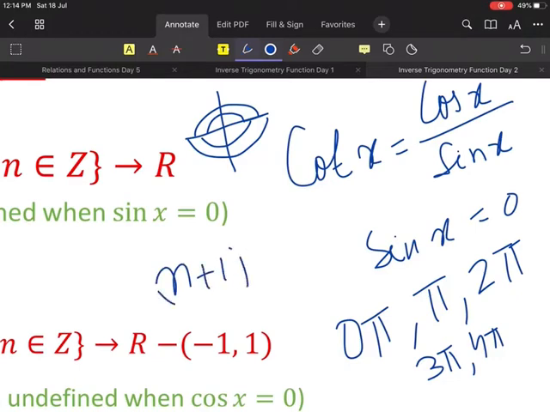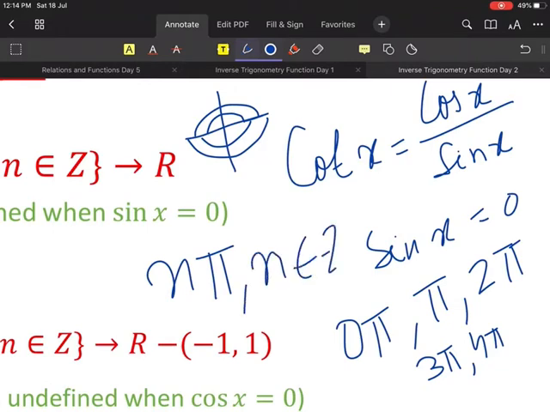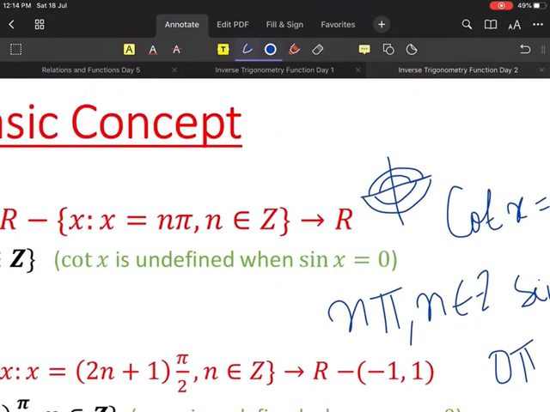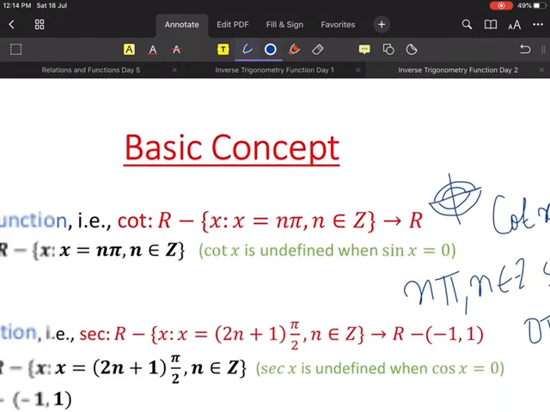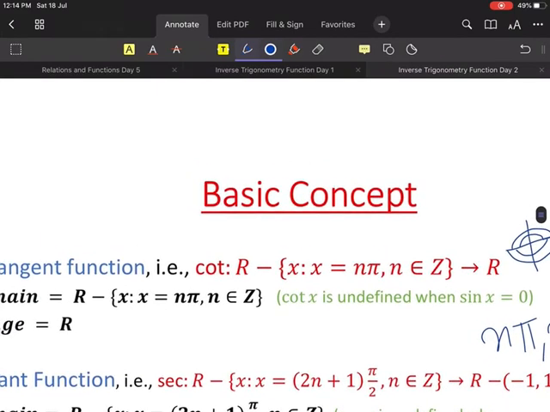N plus 1? Why should I write that? Somebody is saying n plus 2. Can't I write n pi, where n is an element of integers? If you put n as 0, I get 0 pi. If I put n as 1, I get pi. Am I clear? It's simple as that.